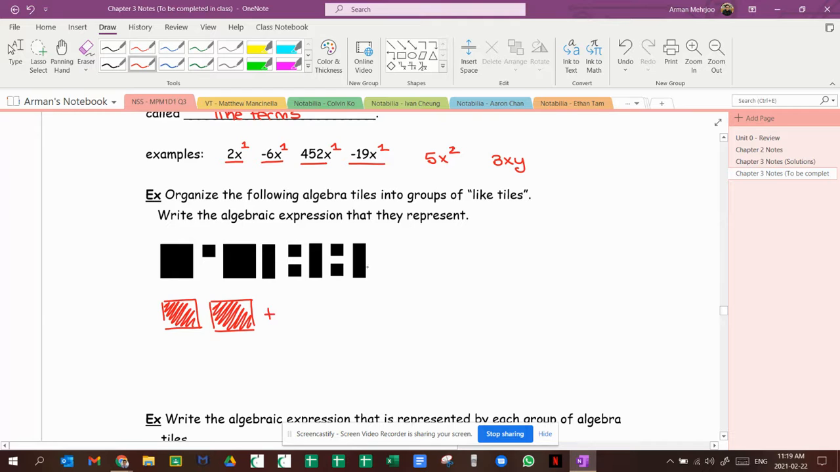Next, I can look at these rectangles. Remember, those are positive x, and it looks like I have 3 of them. And lastly, we can look at these small little squares, and remember, those are positive 1s, and it looks like I have 5 of those.